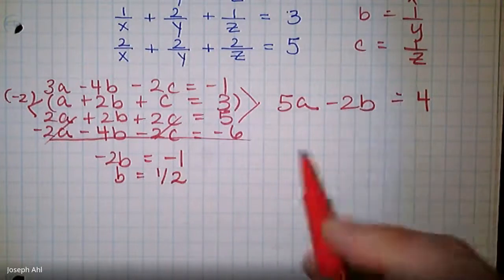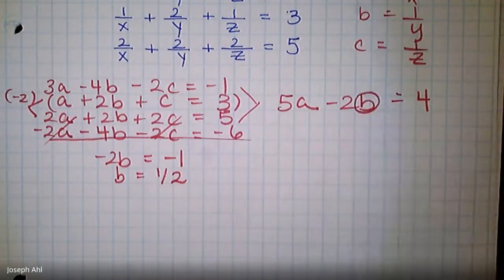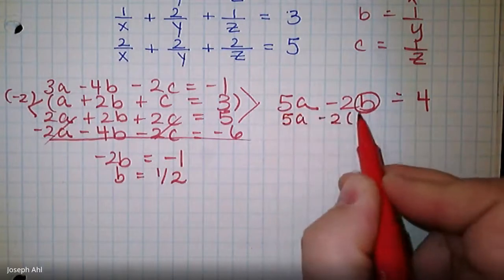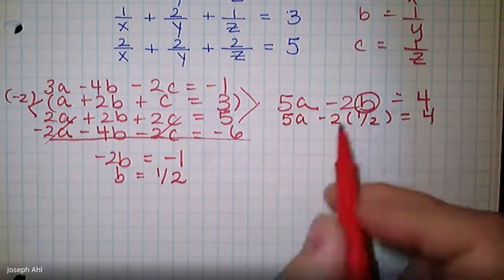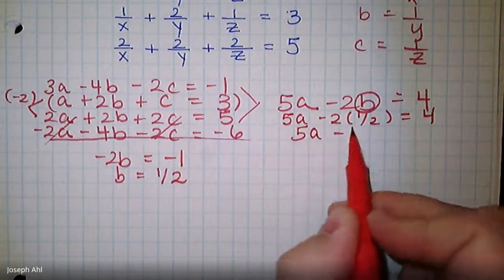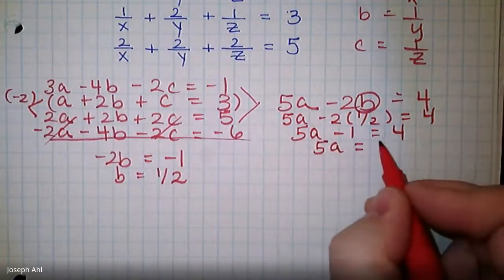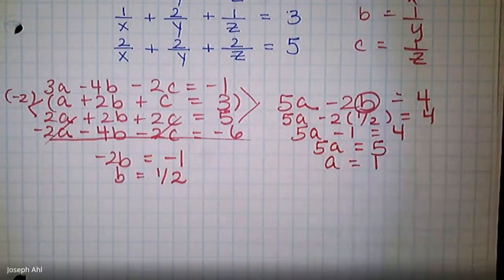So if b equals 1/2, I can now sub that directly into this equation that we determined over here. 5a minus 2 times 1/2 is equal to 4. Well, half of 2 is 1. Add that 1 over. If 5a equals 5, then a must be 1.